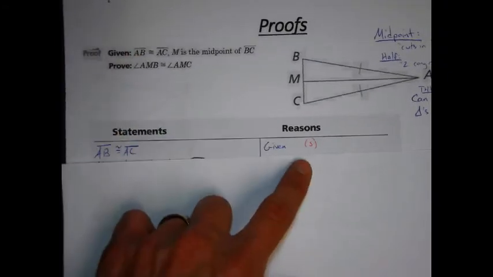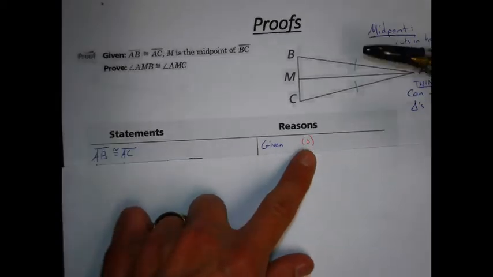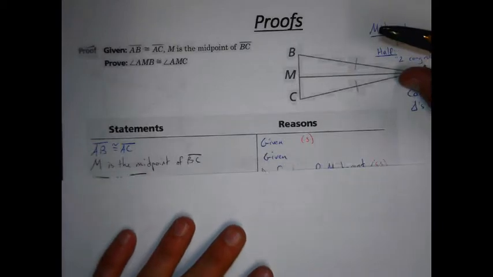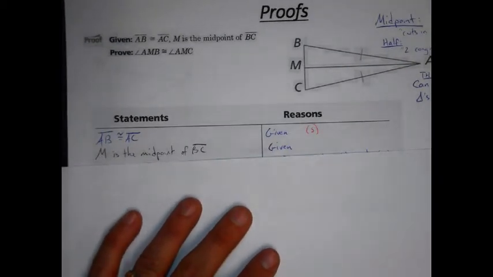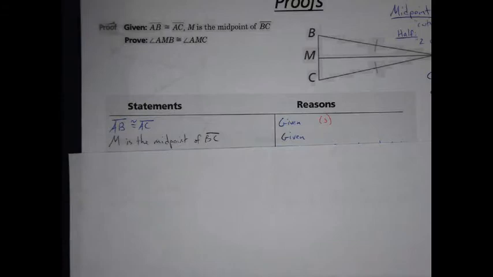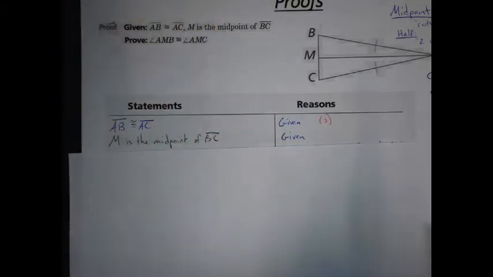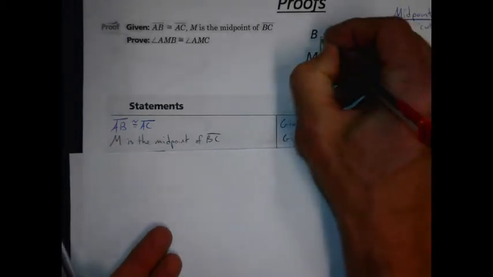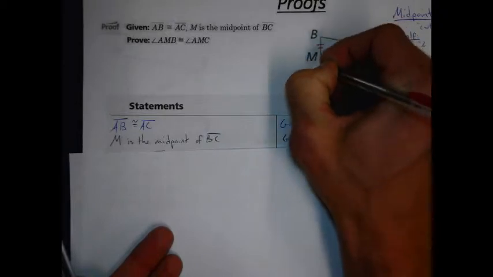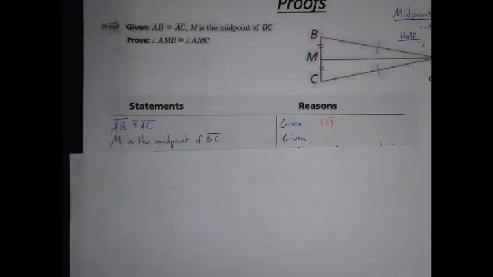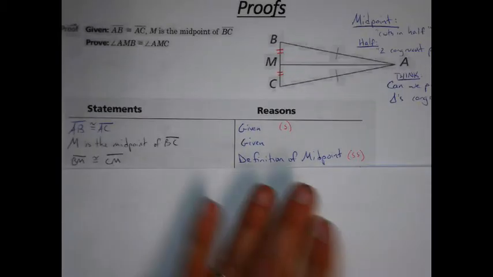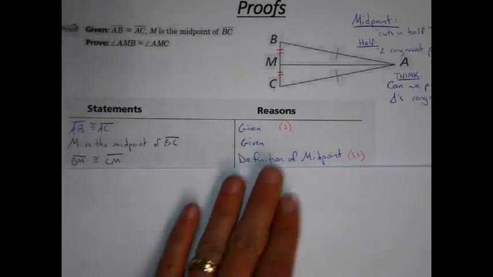Now I have a side, right? The second given statement doesn't give me another side. The second given statement is just a statement. It has nothing to do with congruence. However, it can lead us to congruence because M is the midpoint of BC. We now know that BM and CM are congruent, and that's what we have to say. That's the next thing. BM and CM are congruent. That's the definition of midpoint. And that's the argument for that, by the way.